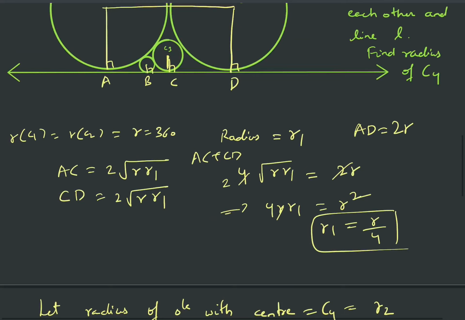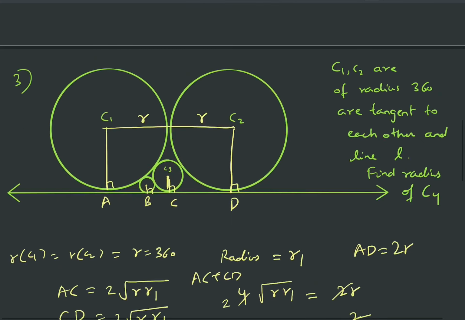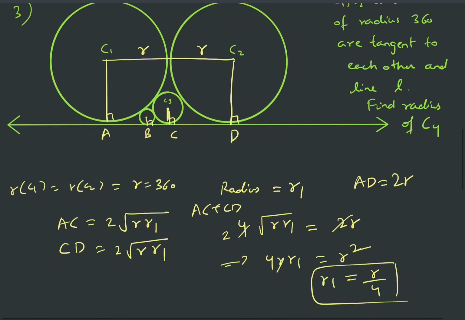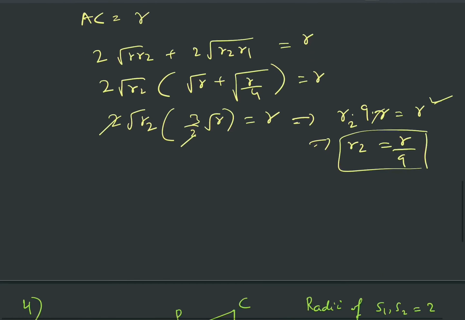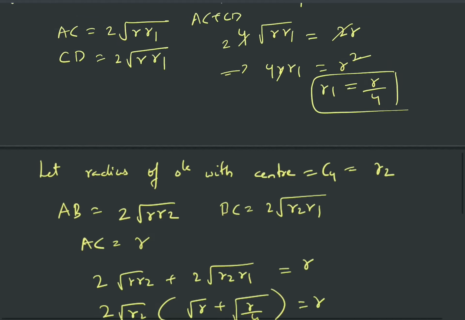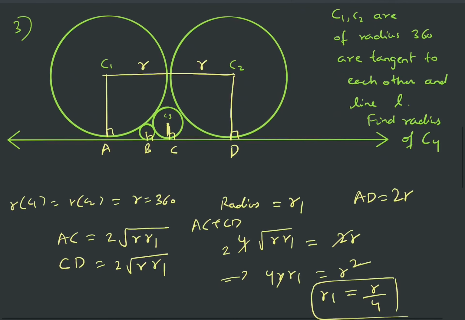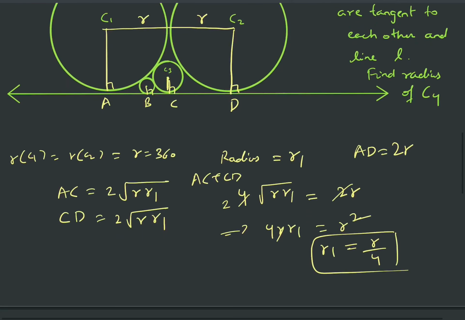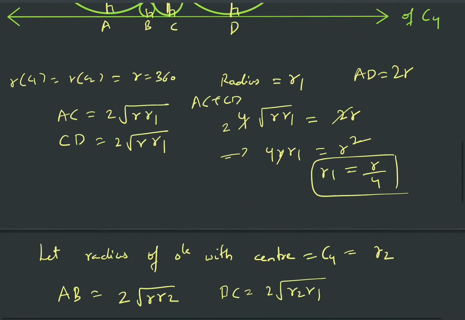Okay. So the radius of the smallest circle is the radius of the bigger circle divided by 9. So since R is given as 360, then R2 is nothing but 360 by 9, which is equal to 40. Fine. So pause the video, note the solution, and then move to the next problem.